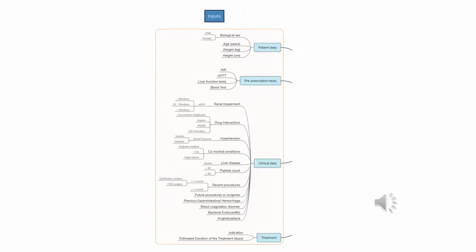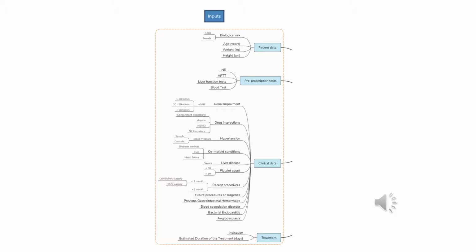The next set of inputs are the pre-prescription tests. This includes identifying the patient's international normalized ratio, or the INR. The activated partial thromboplastin time of the patient is also required. Liver and blood tests are also required before enoxaparin is prescribed to patients.